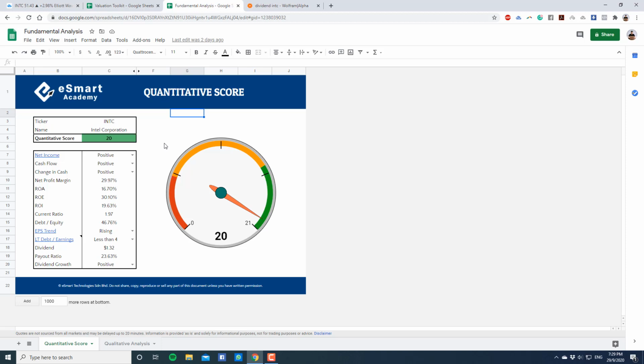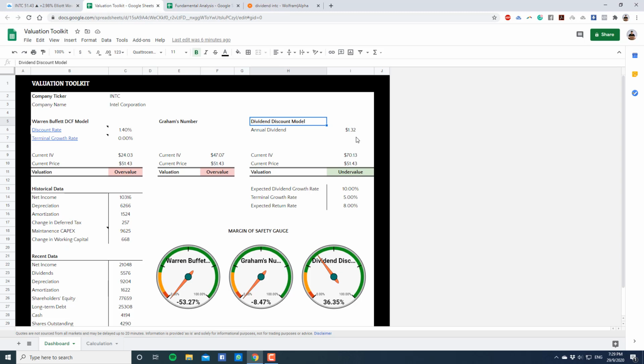That tells me that I can close two eyes, I can invest in this company for the long term. And the only thing I want to be concerned of is what price I want to go in, because I know this company is solid, but at the same time I also want to profit the most out of it. And that's where the valuation toolkit comes in.